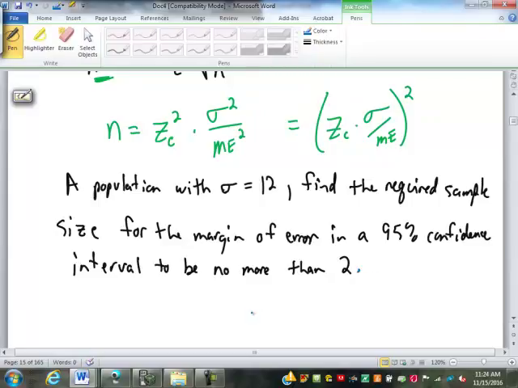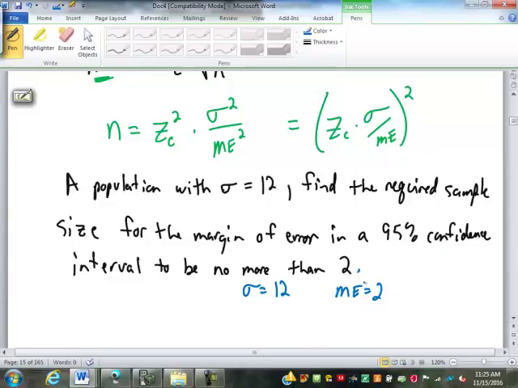So what we have here is sigma of 12, our desired margin of error of 2. Now it might also say, what would be the required sample size to be 95% confident that the point estimate will be within 2 of the population mean? That's another way of wording this. So I'm going to go through that again. What is the required sample size to be 95% confident that the point estimate of the mean is within 2 of the population mean?